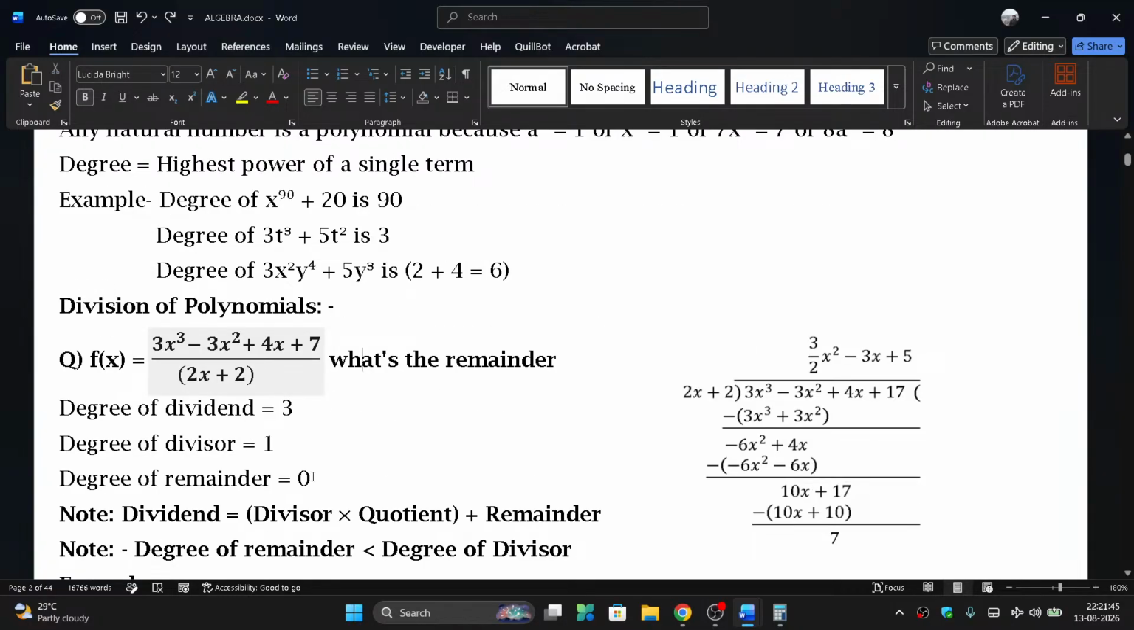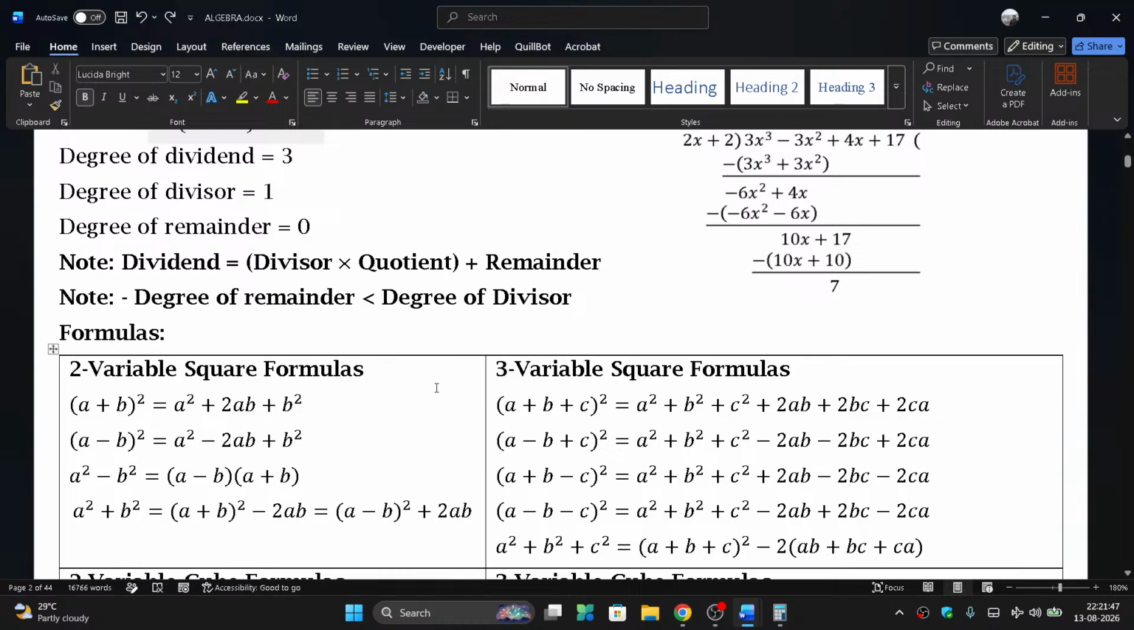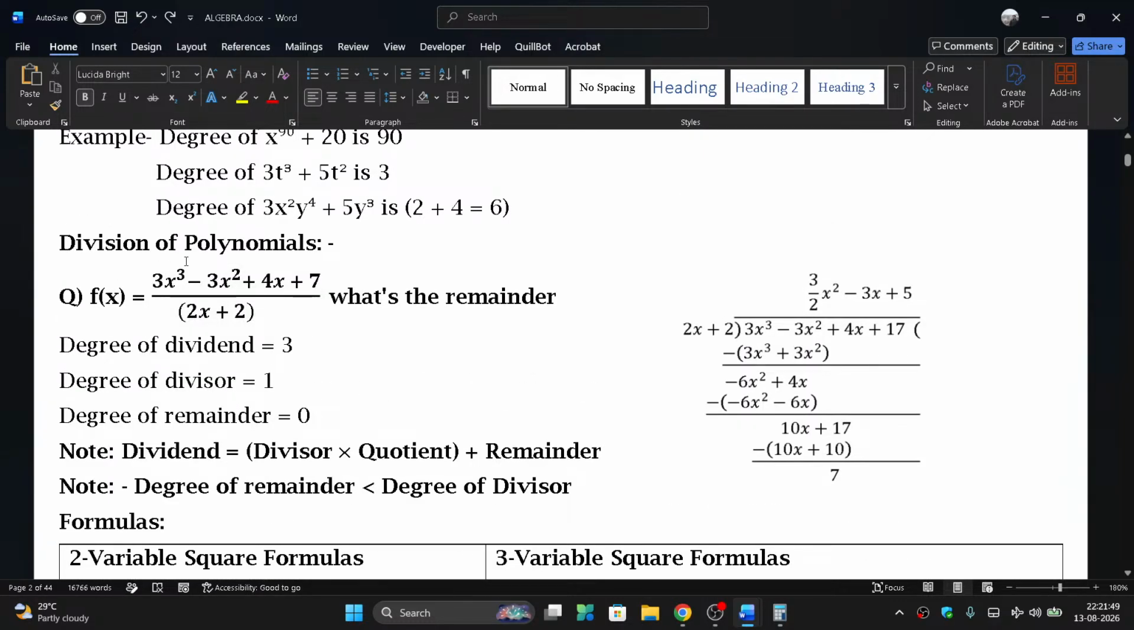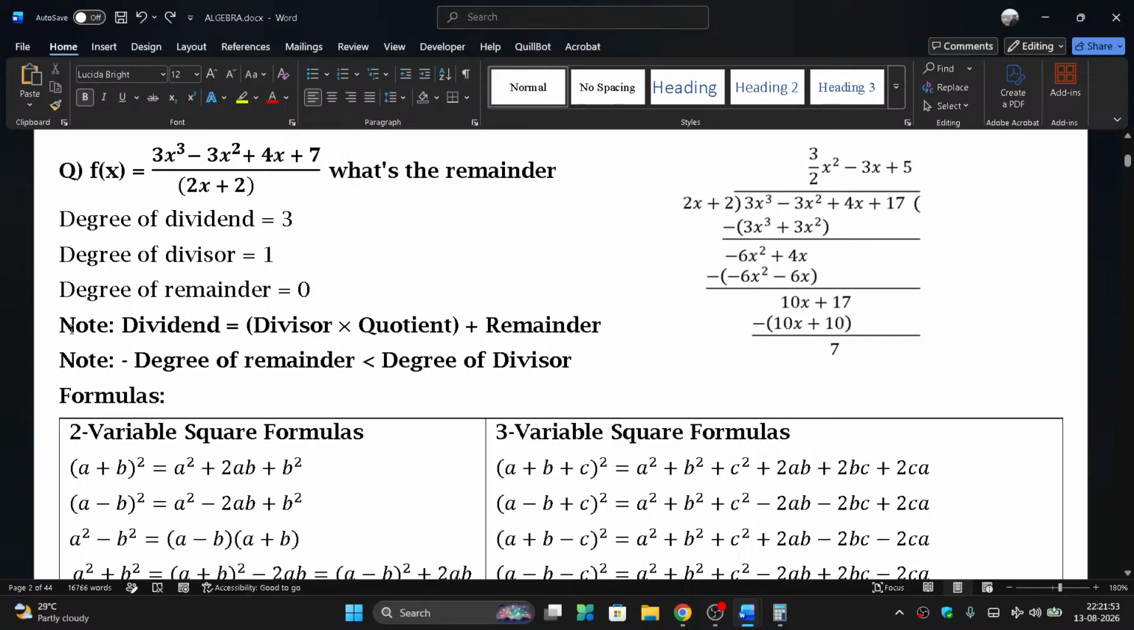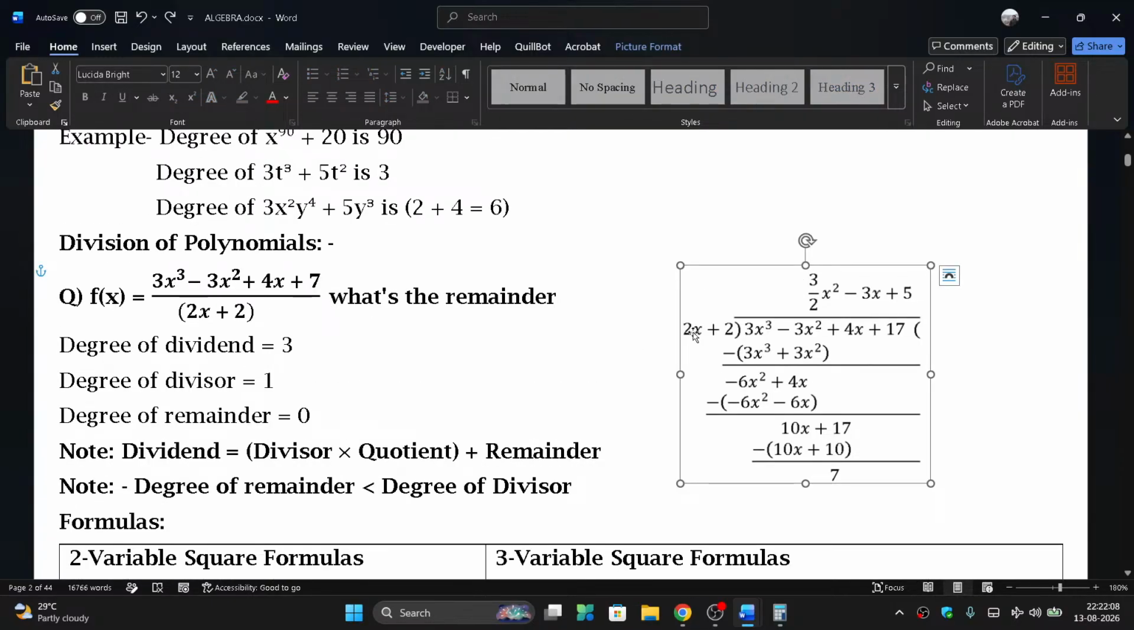Okay, so now we have to go through the division of polynomials. I don't think it's important, but just take note of these two things: dividend is equal to divisor into quotient plus remainder, and the degree of the remainder is always less than the degree of the divisor, and this is the divisor, I think so.